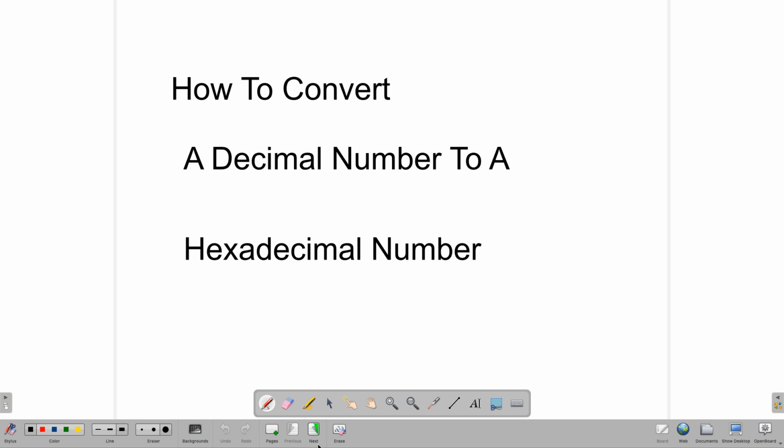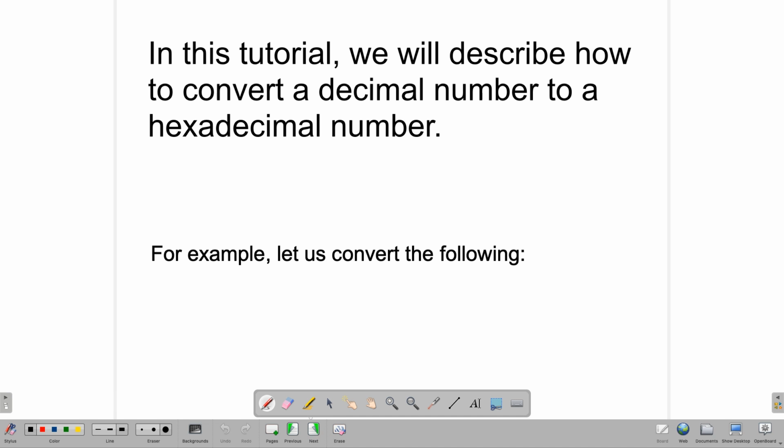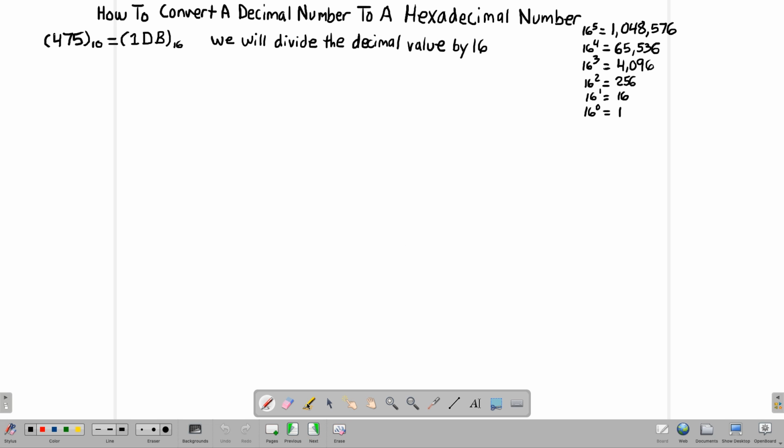How to convert a decimal number to a hexadecimal number. In this tutorial, we will describe how to convert a decimal number to a hexadecimal number. For example, let us convert the following. For this example, we will use the decimal value 475 and we will convert it to a hexadecimal representation.